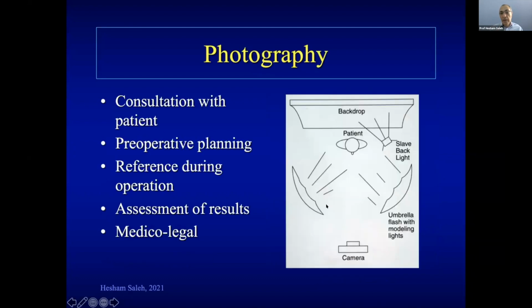And take some photographs. Essential, essential, essential. You cannot really operate on rhinoplasty patients without photographs. So use them for consultation, pre-operative planning when you're sitting with the patient, reference during surgery, and assessing results. Medical legal, if you have a problem and you don't have photographs, you're done.